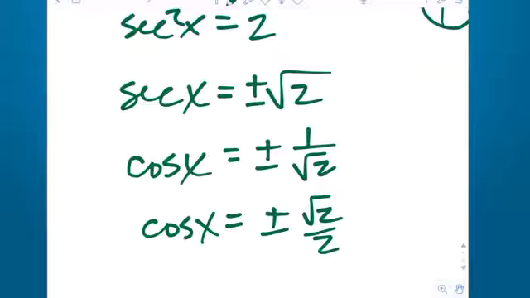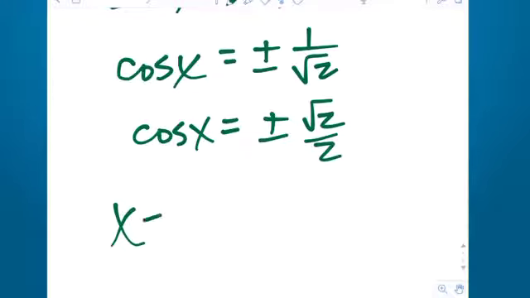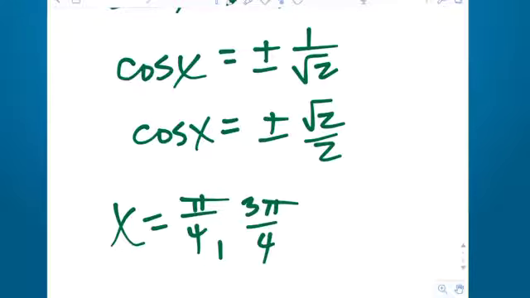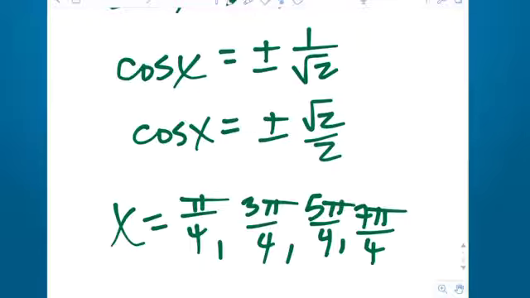All right, so now from the unit circle within one rotation, where's the cosine equal to either positive or negative square root of 2 over 2? Pi fourths, 3 pi fourths, 5 pi fourths, 7 pi fourths. Very good. It would be every single one of the 45-degree reference angles, all your pi fourths reference angles. Positive in 1 and 4 and negative in 2 and 3.